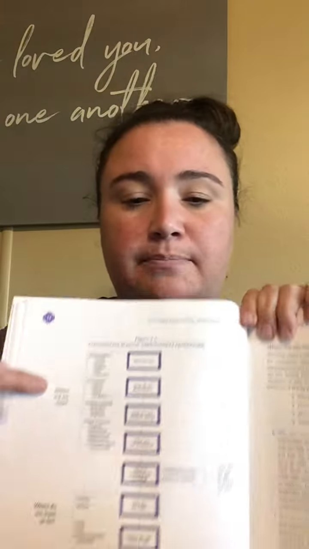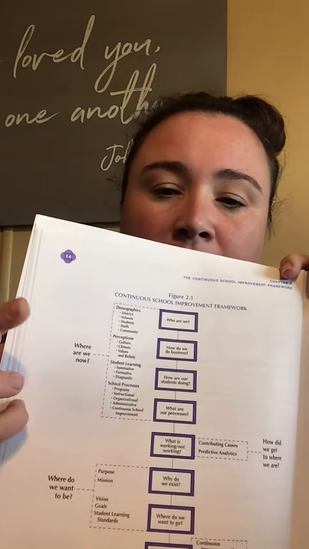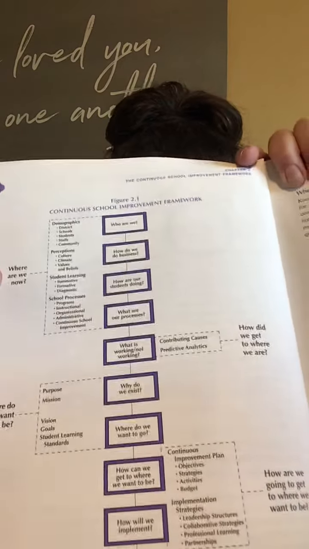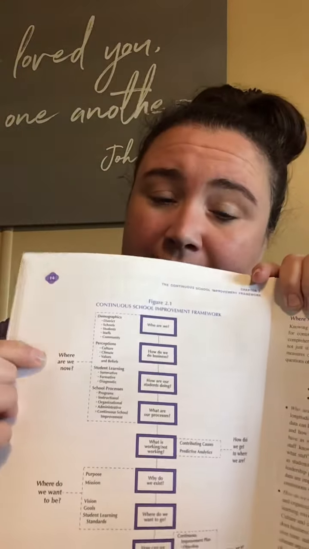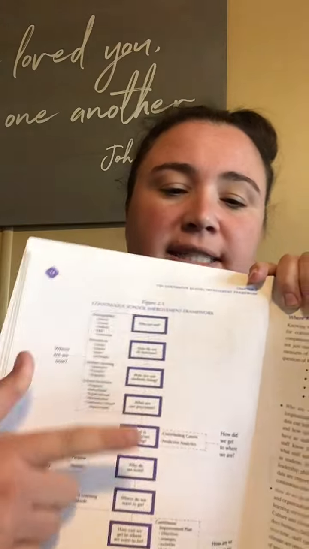Chapter 2, figure 2.1 on page 14, has 5 different leading questions, each with sub questions. Where are we now is the first one. So the 5 questions are: Where are we now? How did we get to where we are? Where do we want to be? How are we going to get to where we want to be? And what are we doing to make a difference?